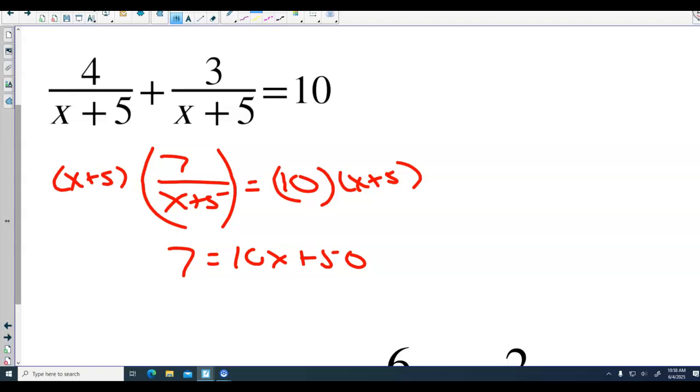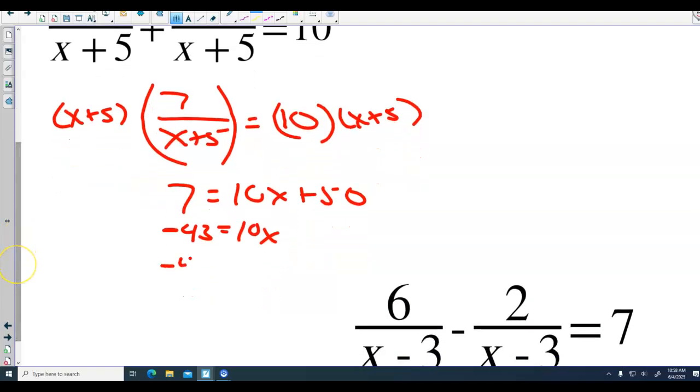As the x plus 5's cancel, you're left with 7 on top. Multiply the other side by x plus 5. If I subtract 50 on both sides, I get negative 43 equals 10x. And my answer is going to be negative 43 over 10, which equals x.